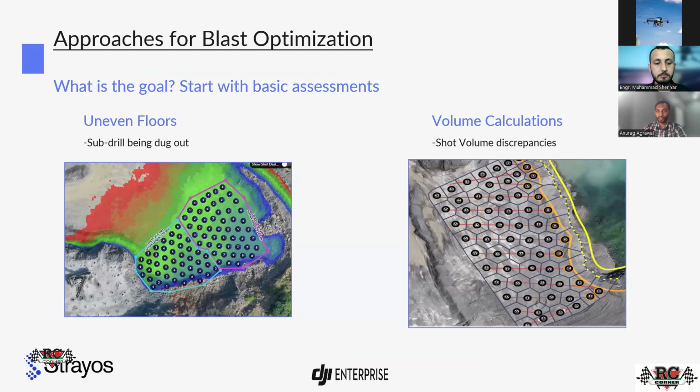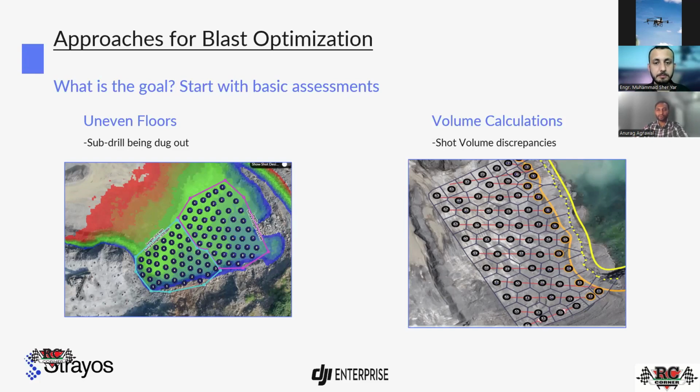As well as the volume calculation, how are we doing it? We are doing it using just a simple mathematical calculation: burden times spacing times bench height times number of holes. But we don't know, is this the real calculation? Are we getting the same in the field or not?